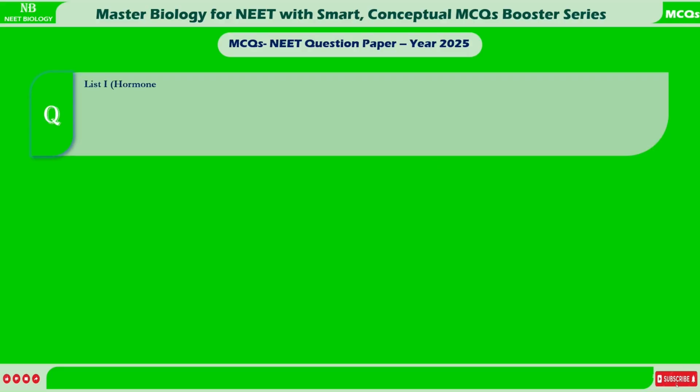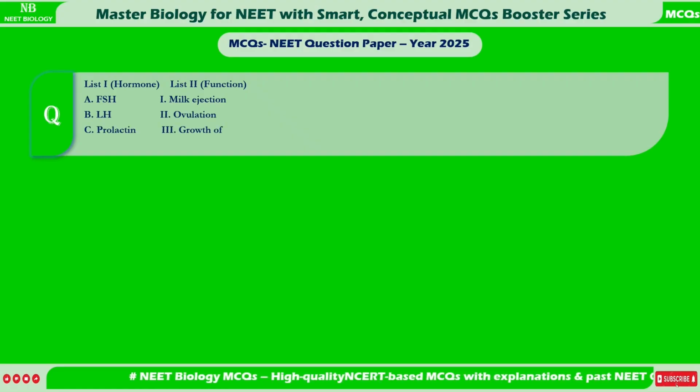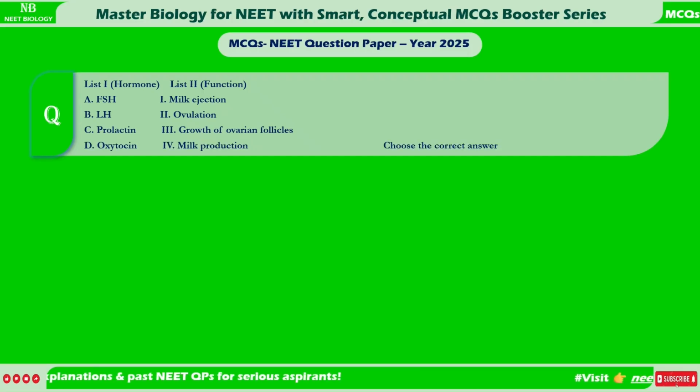List 1 hormone, List 2 function. A. FSH, 1. milk ejection. B. LH, 2. ovulation. C. Prolactin, 3. growth of ovarian follicles. D. Oxytocin, 4. milk production. Choose the correct answer from the options given below.